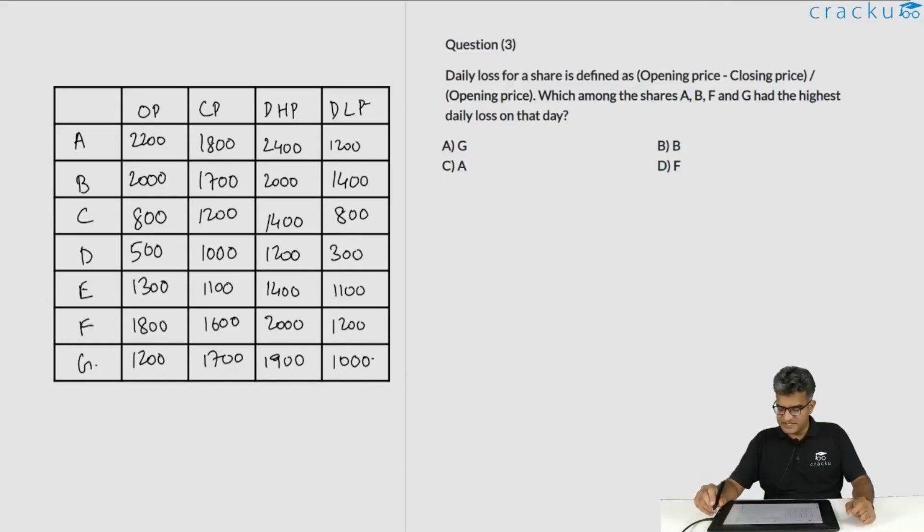Daily loss for a share is defined as opening price minus closing price divided by opening price. Okay, that is the loss. Which among the following A, B, F, G have the highest daily loss? That is opening minus closing divided by opening.